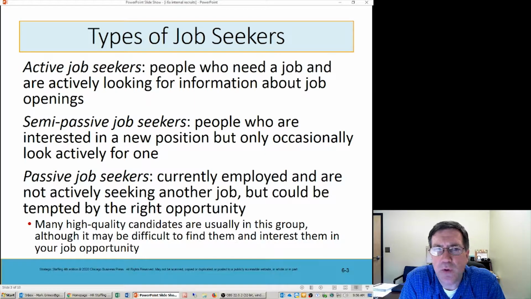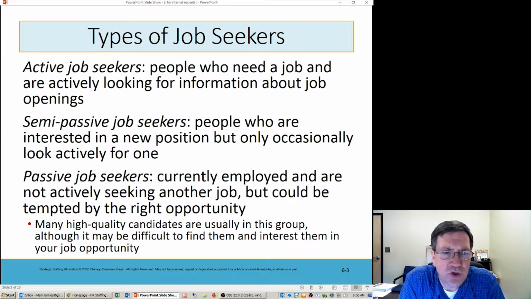Those are people who might otherwise be active job seekers. Semi-passive are people who probably have a job right now and it's okay. I'm content. If something better came along, I would move on it, and I might look every now and then for what else is out there, but it's not something that I spend all of my time doing.